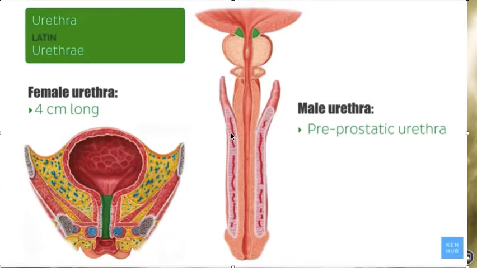The prostatic urethra, which is about 3 to 4 centimetres long, is continuous with the pre-prostatic urethra, and as we can see, it runs through the length of the prostate.